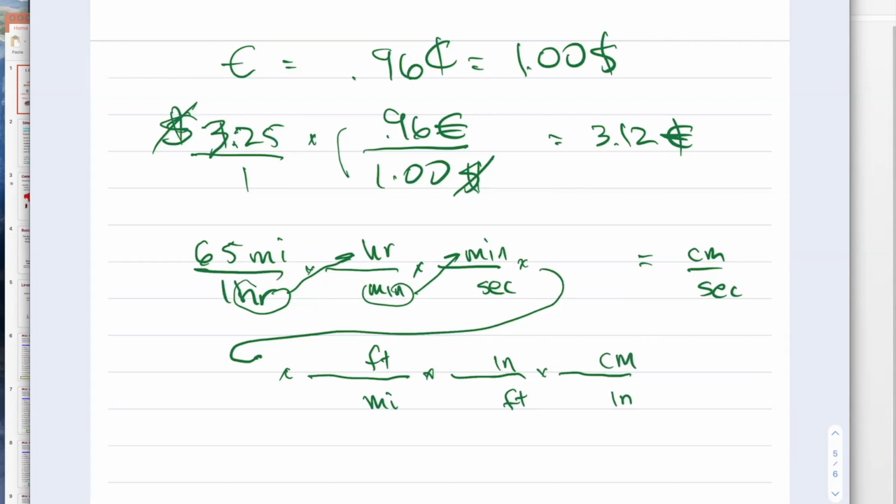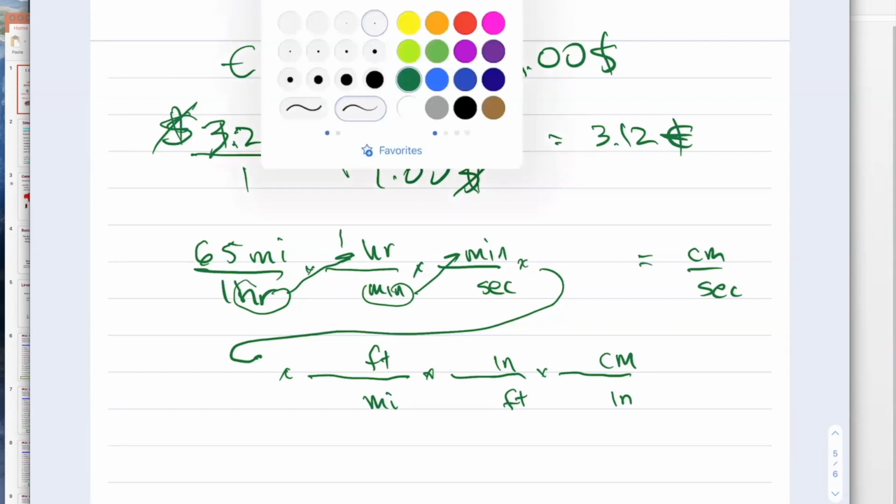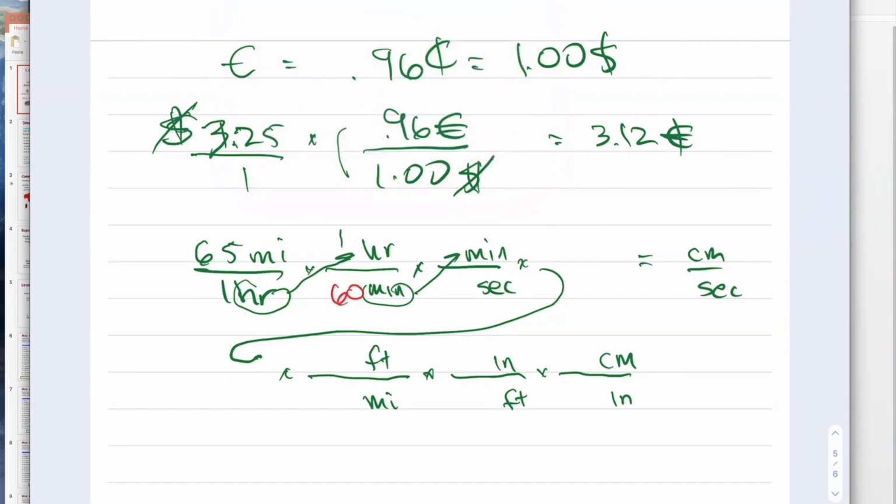I know that for 1 hour, let me change my pen, there's 60 minutes. I know that for 1 minute, there are 60 seconds. I know that for 1 mile, there's 5280. And I know that for 1 foot, there's 12 inches. And I know that for 1 inch, it's 2.54 centimeters, okay?